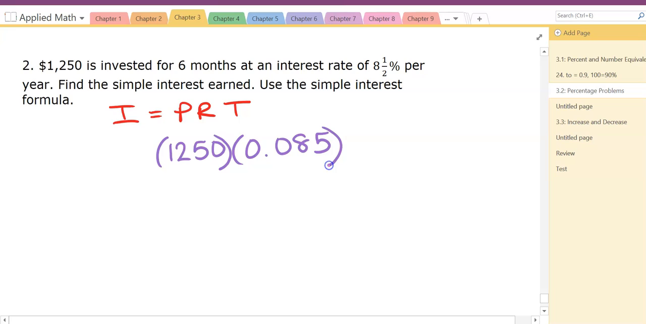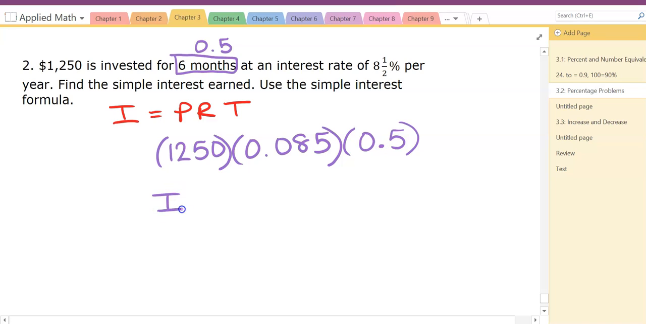0.085. Now if it's 6 months, how much of a year is 6 months? Half. So 6 months here, if we think about a year, it would be 0.5. So don't put in 6 because that would think that it's doing 6 years, and so you get a way too big of a number. So we do 0.5 for half a year.